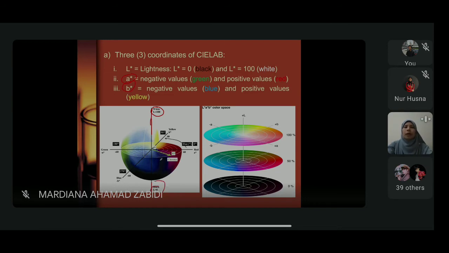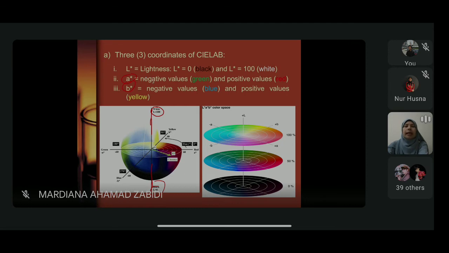So when you are measuring with chromameter later, you will see sometimes the value is 20. So 20, we know, is going down to the dark area. If it moves up to around 60, 70, 80, meaning that it is going to be lighter. The color is light. Alright, and then we go on with A star.